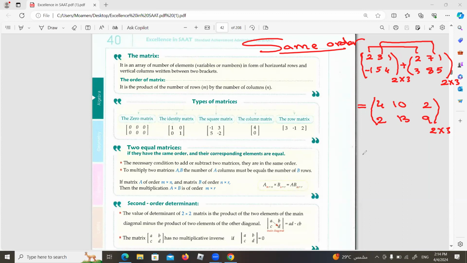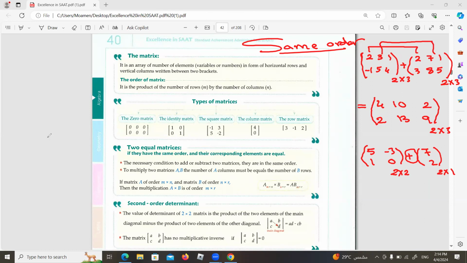But if I have to add these two matrices: we have here 5, -3, 1 and 0, and this matrix contains 7 and 2. So the order of the first matrix is 2 times 2, and the order of the second matrix is 2 times 1. We can't add, so it's impossible. Okay, so it is impossible to add two matrices that have different orders. Addition or subtraction, the same rule.